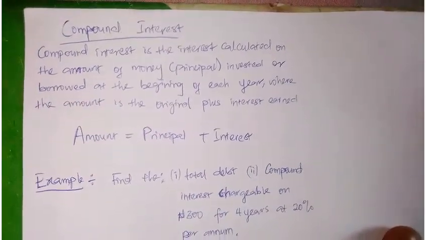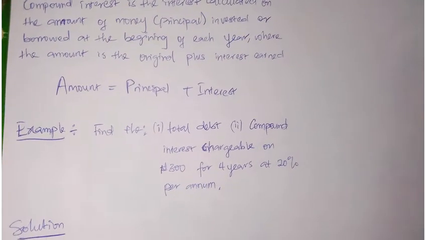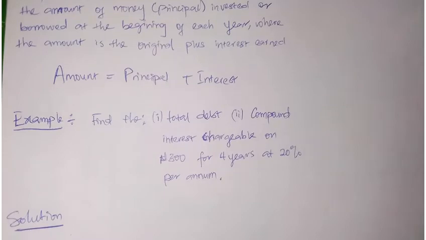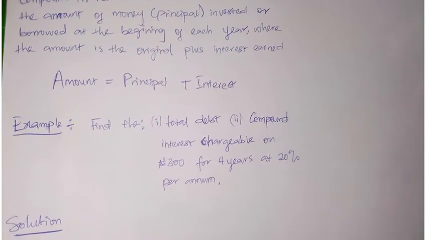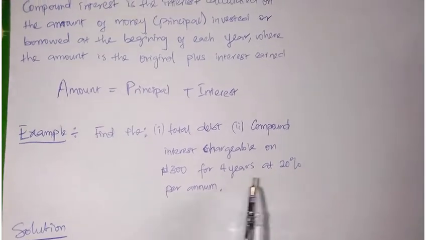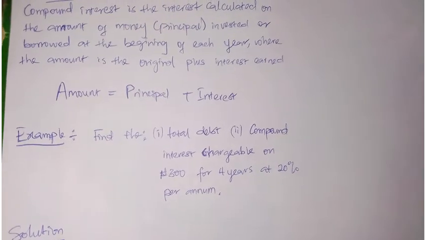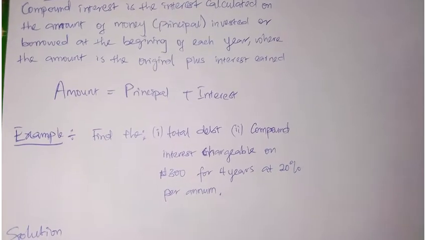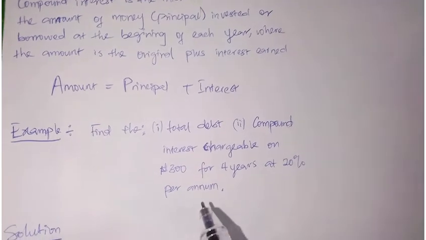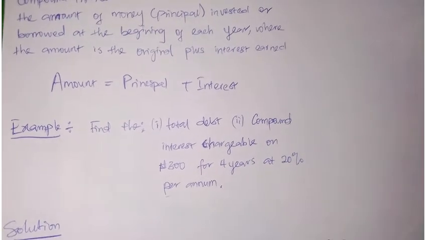Okay, so let's look at this example. Find the total debt, number 1, and number 2, the compound interest chargeable on 300 naira for 4 years at 20% per annum. Now, looking at this question, we have our principal, we have our time, and we have our rate. Now, if it were a normal question, you might say that you are looking for the simple interest. But for this question, how will I know it's a compound interest question? The basic thing that will make it a compound interest question is when you see per annum. And per annum means per year.